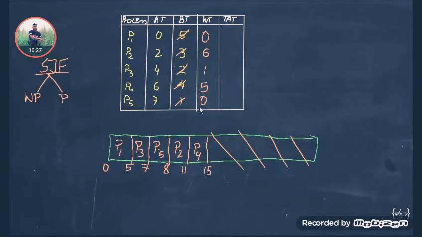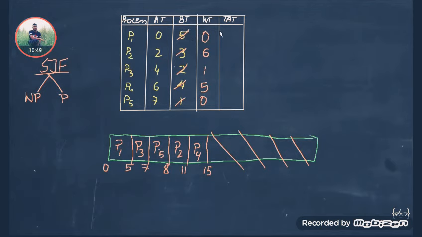Alright, so this is the waiting time, and you can find the average waiting time: just 0 plus 6 plus 1 plus 5 plus 0 divided by 5 will give you the average waiting time. Now, what is this column that we have written down here? It's the turnaround time. Like I said in the previous tutorial, which I forgot to show, and I'm sorry about that, the turnaround time is basically the waiting time plus the burst time.